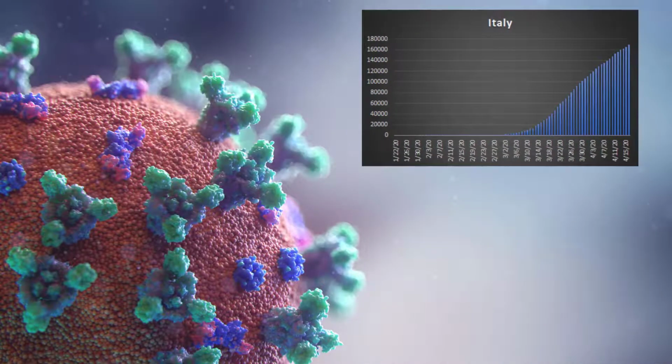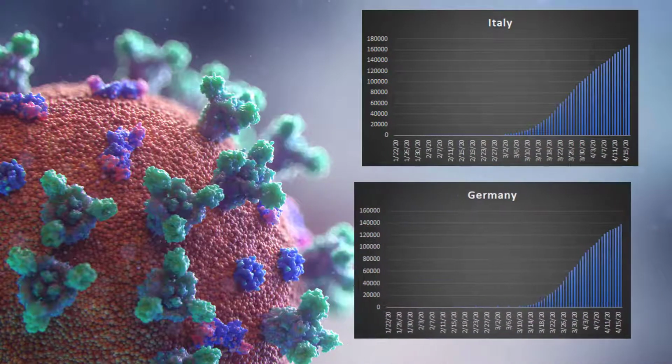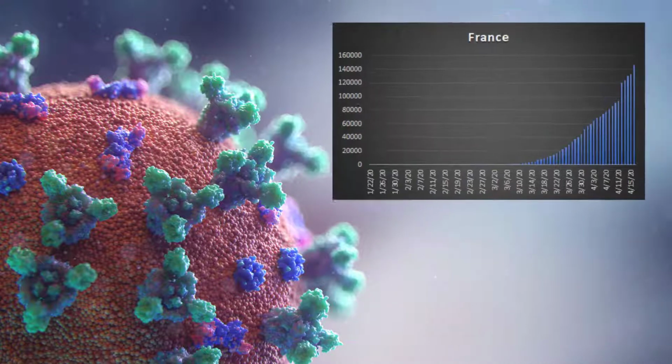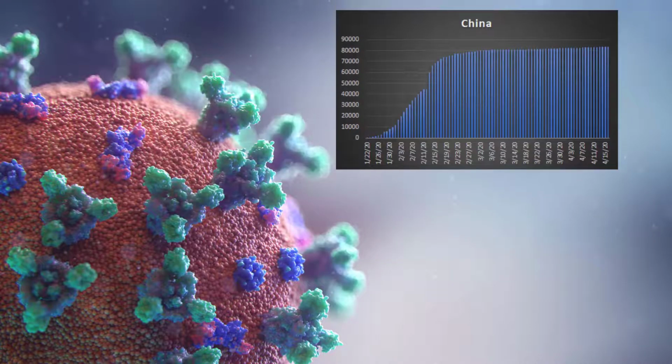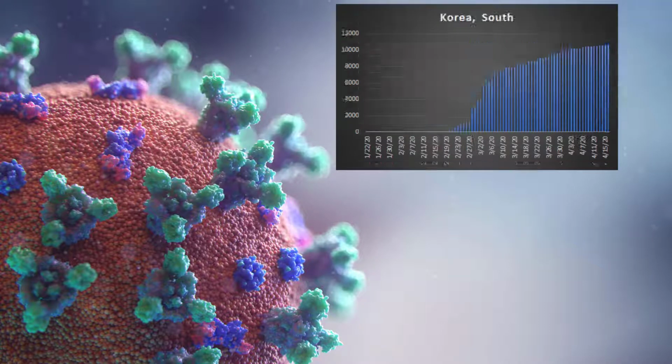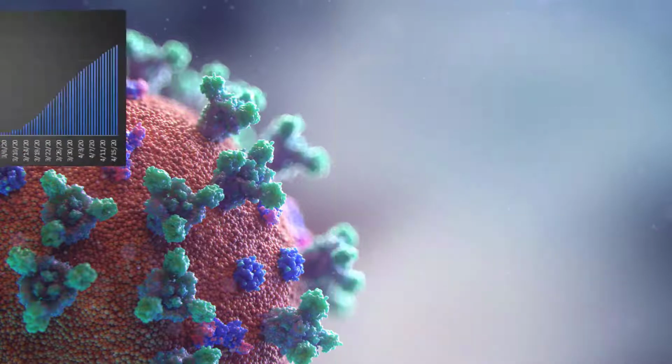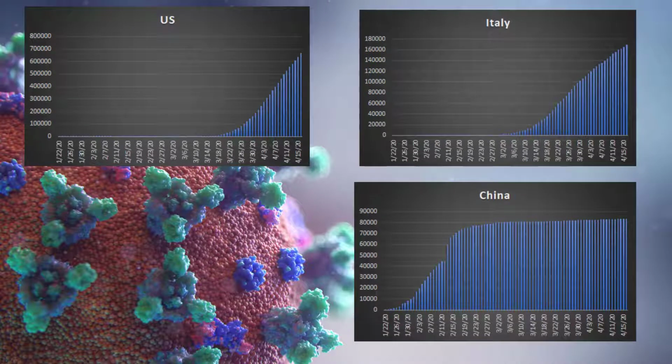Italy has a curvy pattern. It has almost the same appearance with Germany. France has a unique pattern on its own with sudden increase on April 11. China has a flat pattern by middle of February. It has almost the same appearance with South Korea. That's it, guys. You learned another way of visualizing time series data.